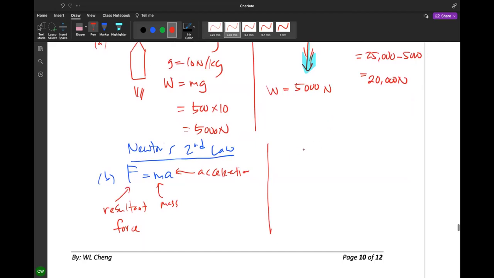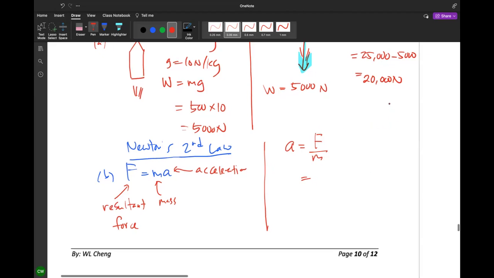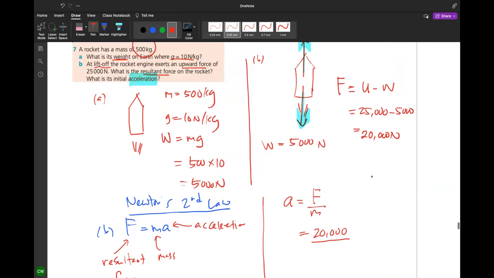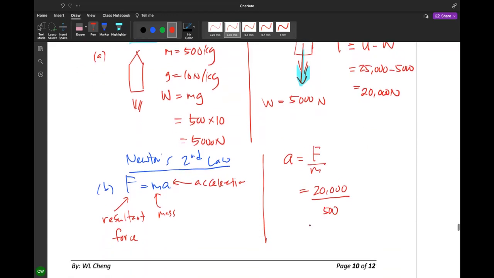How to find? A becomes the subject. F over M. What is the resultant force in this question? What is the resultant force? 20,000 divided by what? 500. So what is the final value? 20,000 divided by 500 is going to be how much? 40. What is the unit for acceleration?